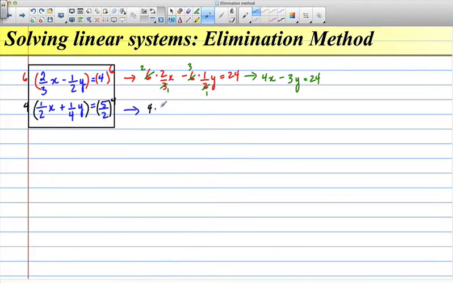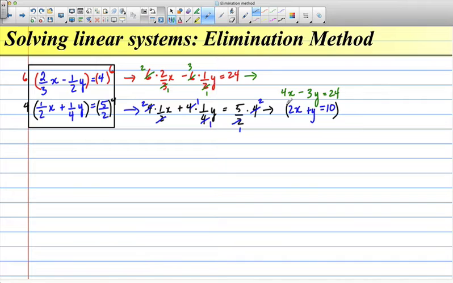And we're left with 4 times 1/2 x plus 4 times 1/4 y is equal to 5/2 times 4. And that becomes 2x plus y equals 10. We need to make a zero pair, so let's multiply the second equation by 3, and the second one becomes 6x plus 3y is equal to 30.